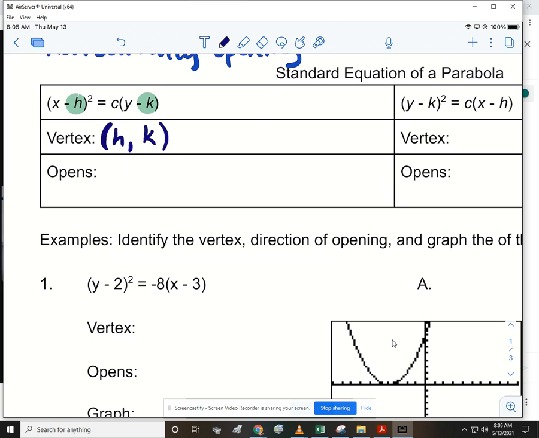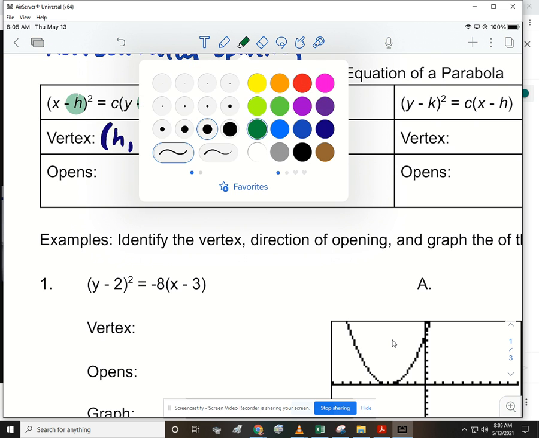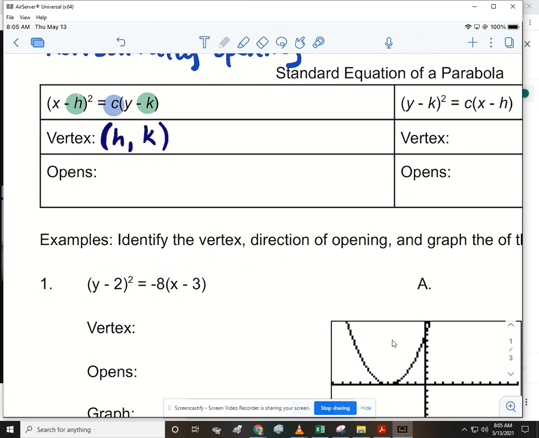Whenever the x is what's being squared, it's one of the normal parabolas we've learned about before. It's going to either open upward or downward. The thing that determines the direction of opening is the c, whatever is in front. If that c is greater than 0, the parabola opens upward. If that c is less than 0, the parabola opens downward.